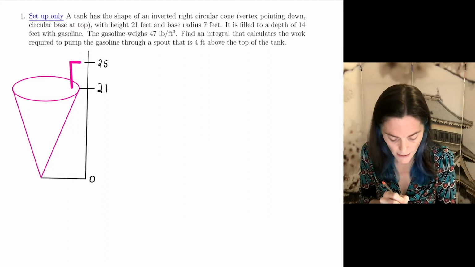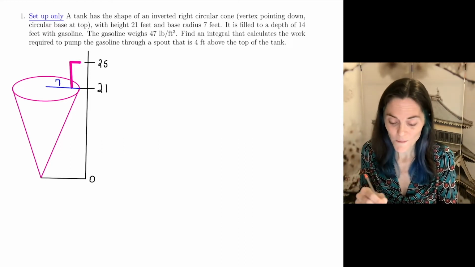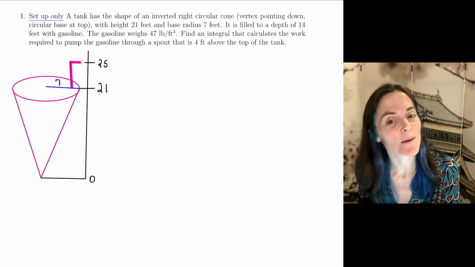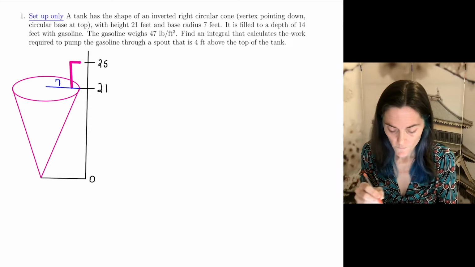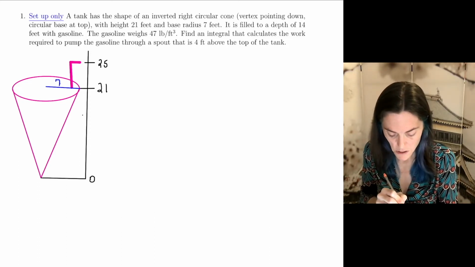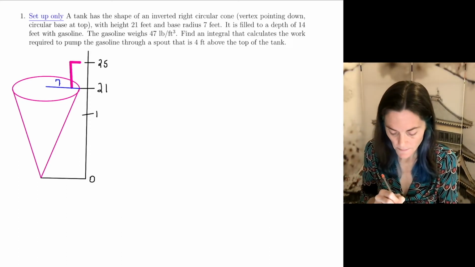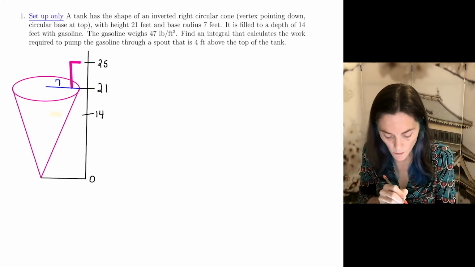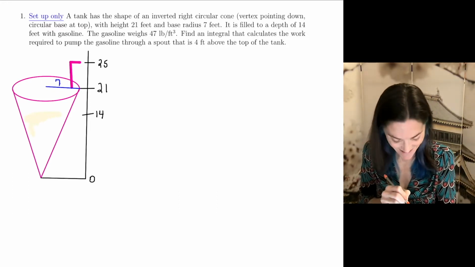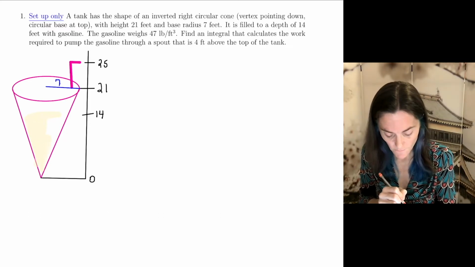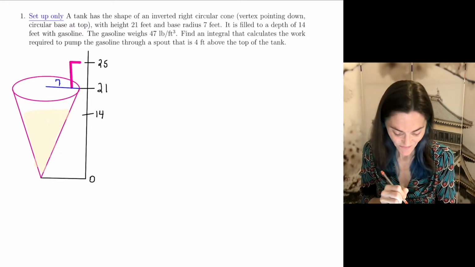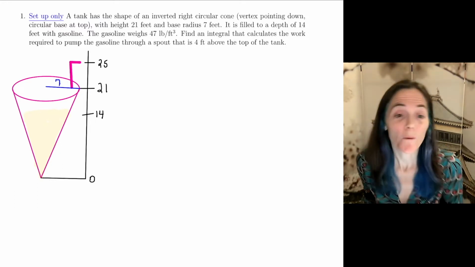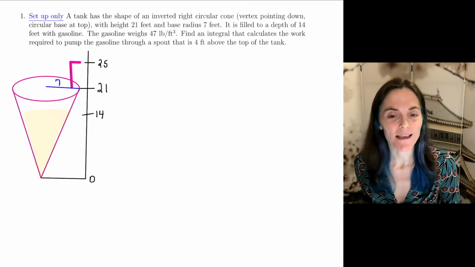Let me draw a radius here. This is 7 feet. And then one more thing I'm told is it's filled to a depth of 14 feet. So let me draw that here, 14 is maybe here. My gasoline will be this peach color, but this is what it's filled to, 14 feet. Just like this. Wonderful. Now we're ready to start working on the problem.